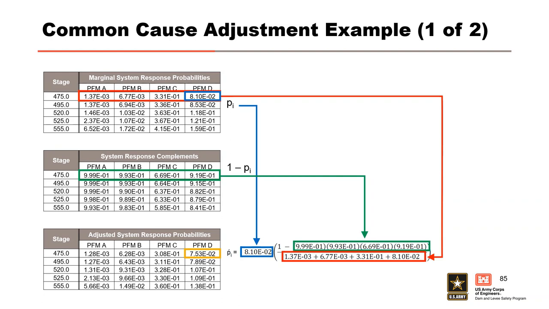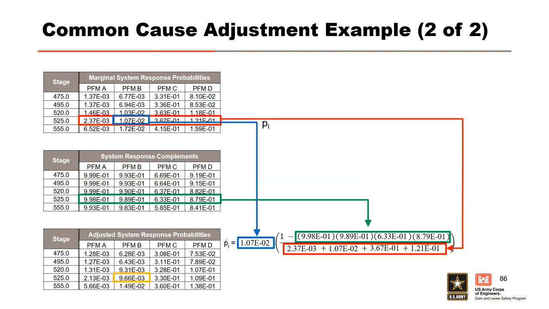When one failure mode has a dominant probability, or when all the probabilities are relatively small, the common cause adjustment will usually be small. We then repeat the process for every stage for every failure mode. To get the adjusted probability for PFNB at a stage of elevation 525, the rows and values we use for the calculation will shift downward, but the procedure is exactly the same.